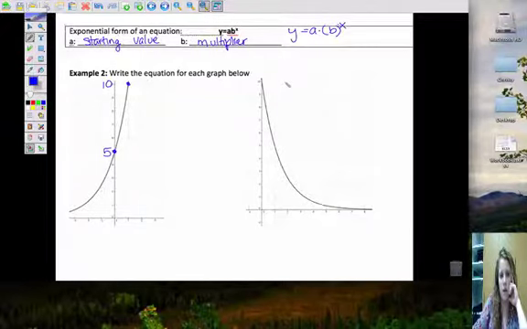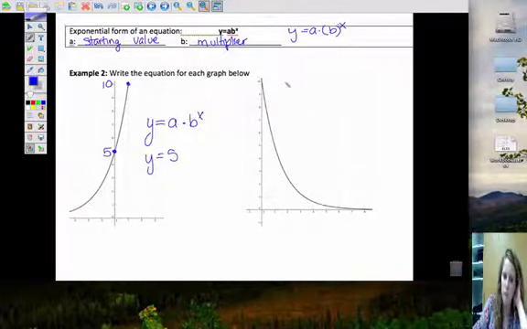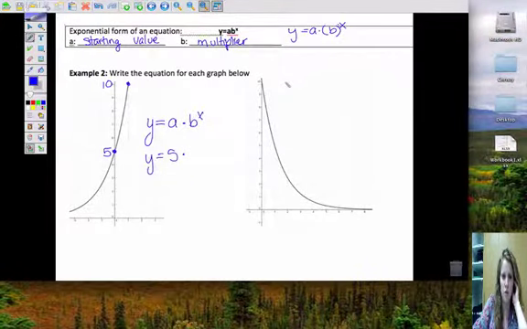Okay, so right away on a graph, it's easy to see that your y-intercept gives you your starting value, gives you your a. We're looking for an a times b to the x. So our a is going to be 5. And if I look here, what are we multiplying by? What's that multiplier that gets us to 10? So 5 times what gets us to 10? Well, 5 times 2 will get us to 10.